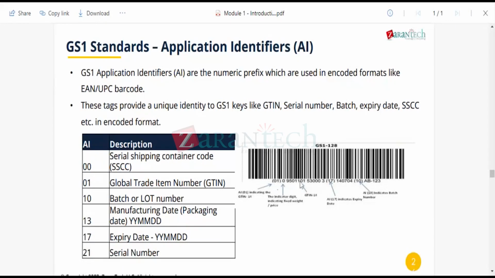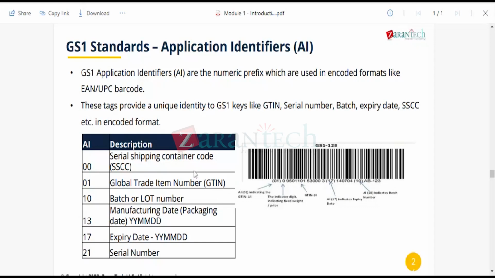So let's say you get this string. If 01 is there before this number, then you can consider that this is a GTIN number, because 01 is ahead of this number, so it is a GTIN. Then 17 and then this number, so this number is, sorry, an expiry date. Then 10 and this particular digit, so this AB123 is your batch. So this is the application identifier.